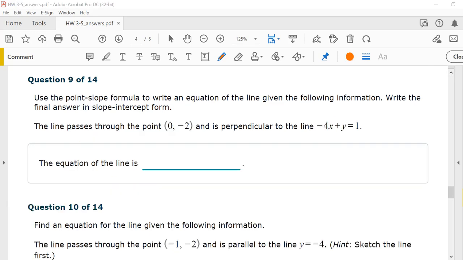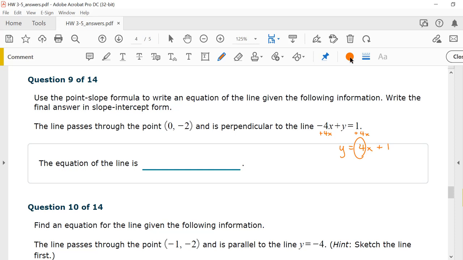Number 9, couple extra steps. It passes through the point 0, negative 2, and it's perpendicular to this line, negative 4x plus y equals 1. Just by looking at that, I don't know what the slope of this line is. So I need to add 4x to both sides, and I get y equals 4x plus 1.